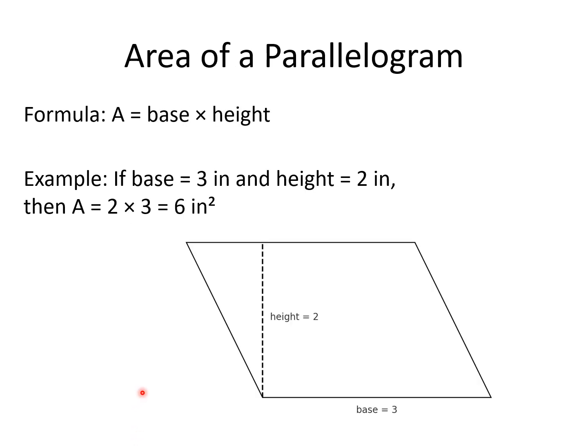Now let's look at a parallelogram. The formula for the area here is basically the same as that of a rectangle. It's kind of just a squashed rectangle is really all it is. So if the base is equal to 3 inches and the height is equal to 2 inches, then the area is 2 times 3, which is equal to 6 square inches.